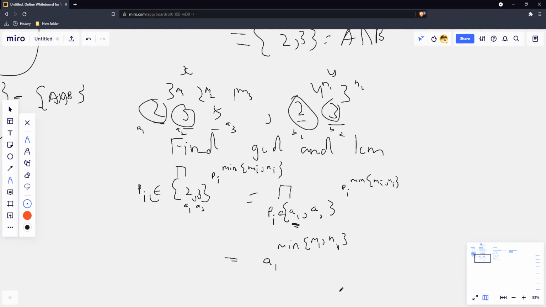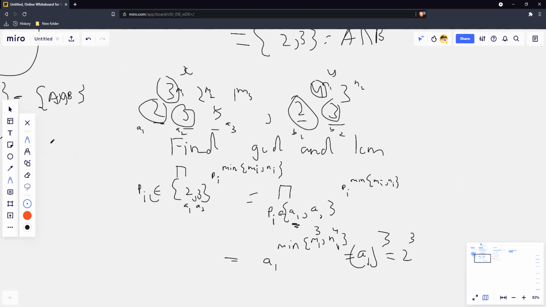Okay, so then what's the minimum between these? This power is 3 and this power is 4, which is smaller, right? So we can write this as M sub 1 is 3, N sub 1 is 4. The smaller number is 3, right? So we did A sub 1 to the power of 3. And guess what? A sub 1 is 2, and A sub 1 is also equal to B sub 1. So we can write it like that: 2 cubed.